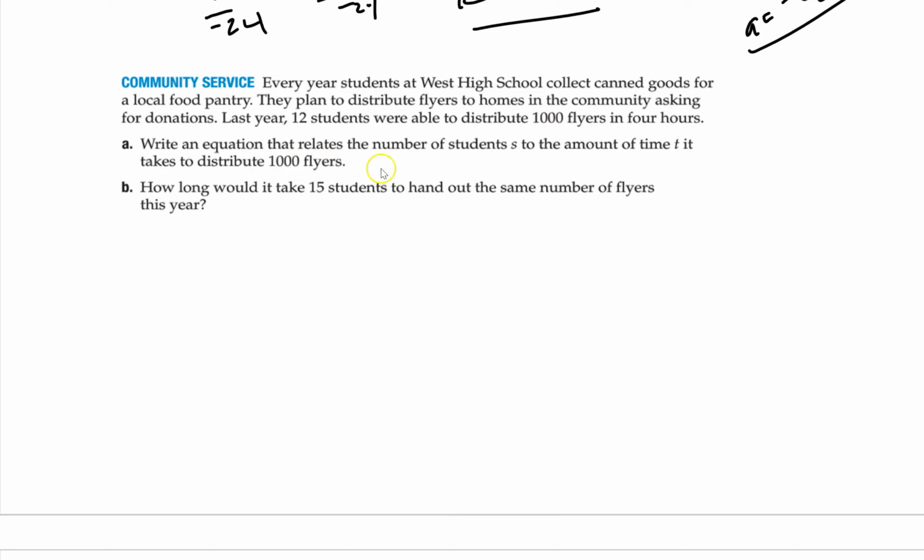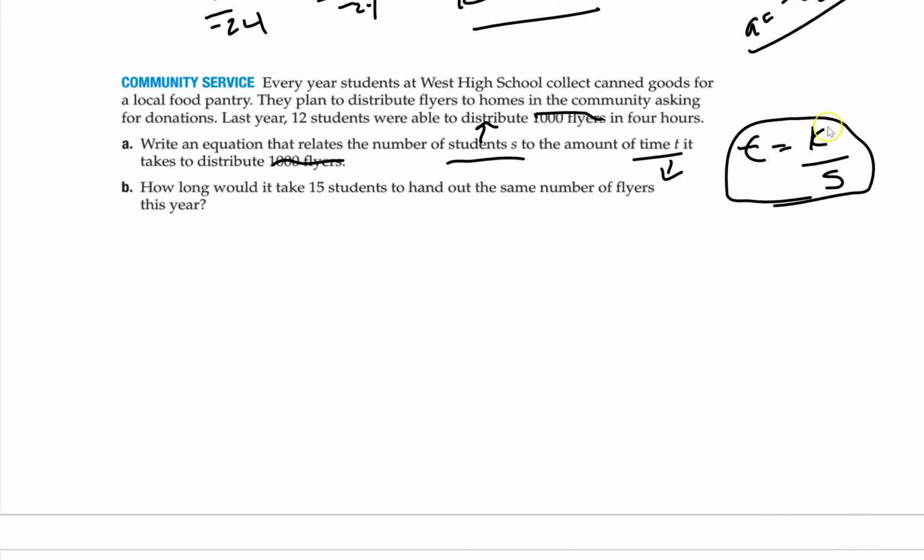So, a couple things here. First, we're talking about 1,000 flyers for each one, so 1,000 flyers really doesn't matter. That's just saying, hey, we're talking about 1,000 flyers. Let's talk about the rest of it. Number of students and how long it takes. So, write an equation that relates the number of students to the amount of time it takes to distribute the same amount of flyers. Well, think about it logically. The more students you have, the less time it's going to take to distribute flyers. That's inversely related, right? If you had 2 students, it would take you a while to distribute 1,000 flyers. If you have 1,000 students, it's not going to take that long. So our equation is going to be time is inversely related to students, right? Varies inversely with the number of students.